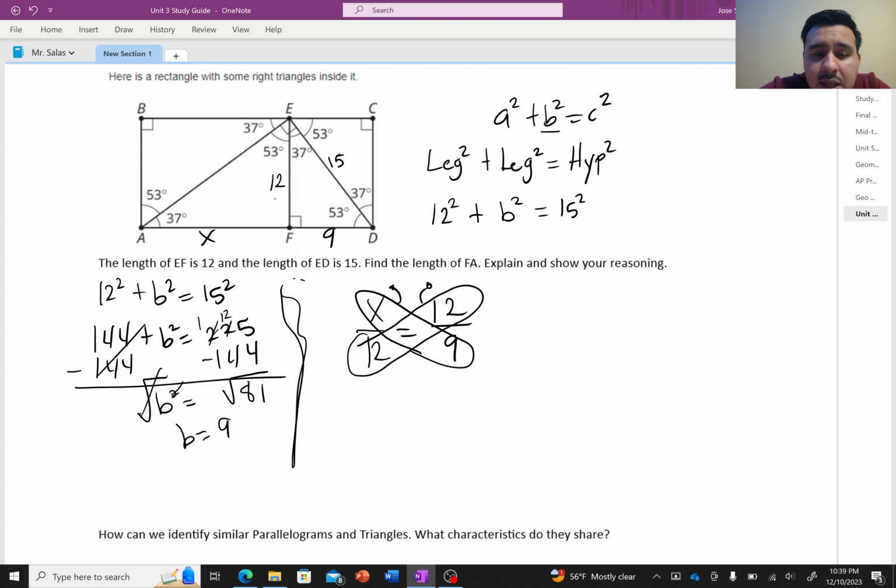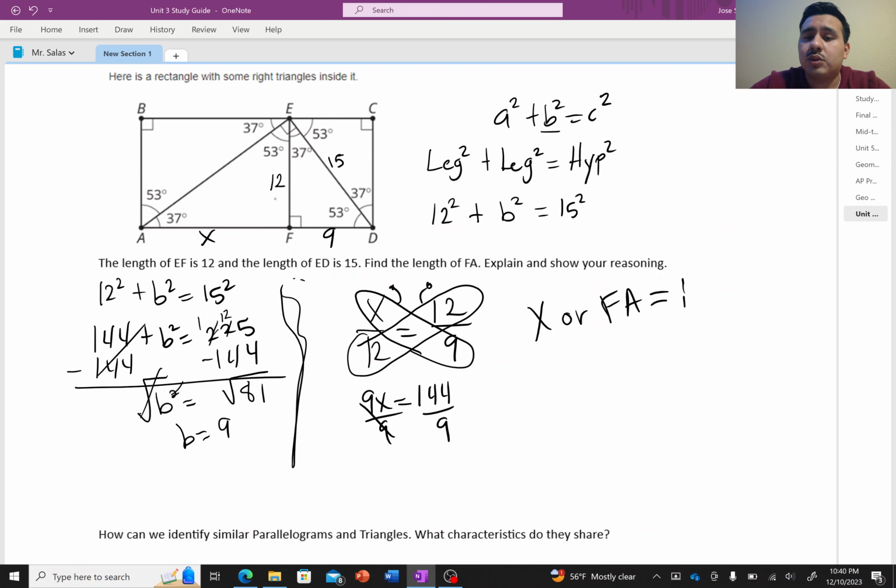X times 9 gives me 9x is equal to 12 times 12, which is 144. I'm going to isolate my x. I'm going to divide by 9 on both sides. The 9s cancel out, and I get that x, or FA, because that's what we're trying to find out, is equal to, well, I'm going to grab my trusty calculator. 144 divided by 9 gives me 16. So FA is equal to 16. Make sure you box your answer.